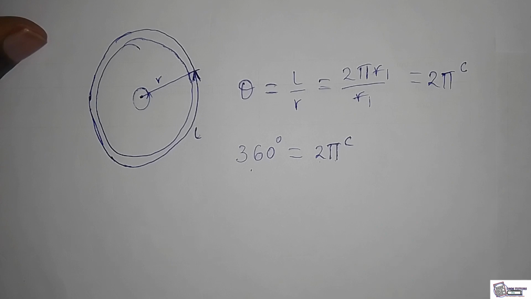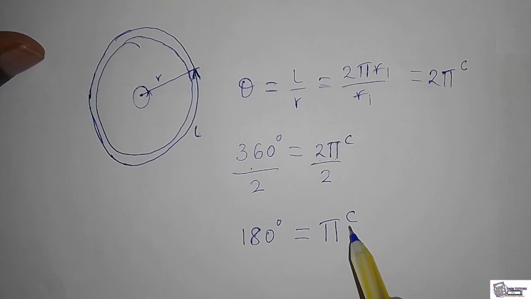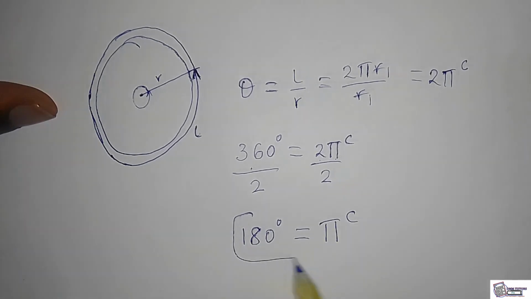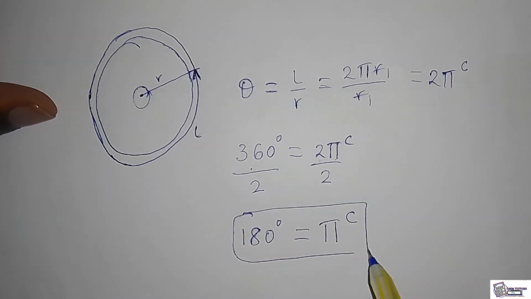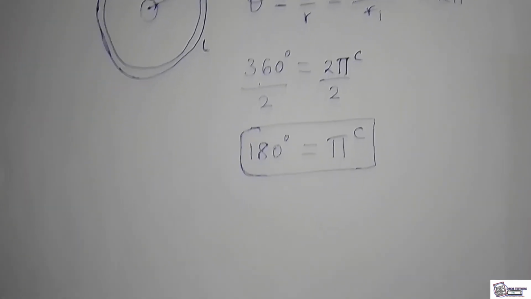So divide both sides by 2, we have 180 degrees equals pi radians. So this is the standard that we use in the conversion of radians to degrees and degrees to radians. So let us see some examples.